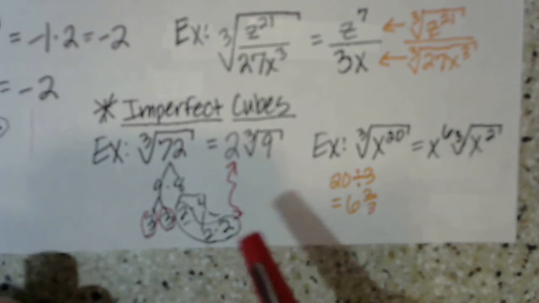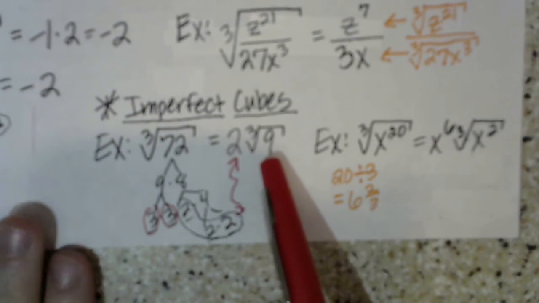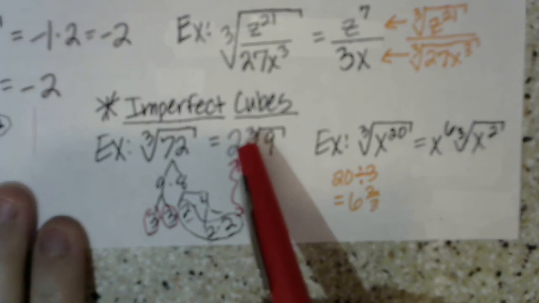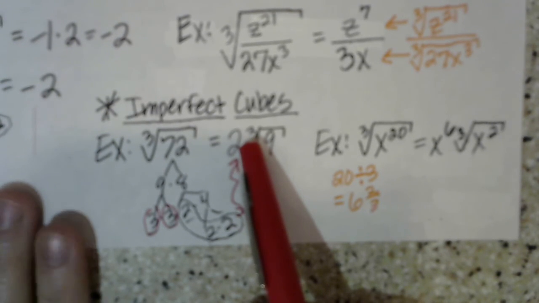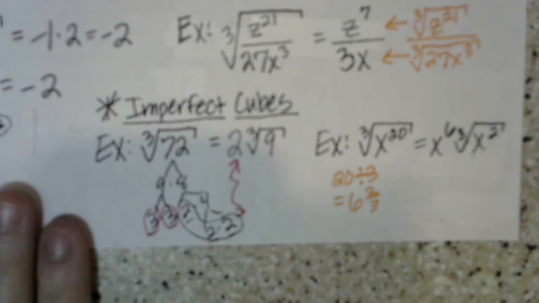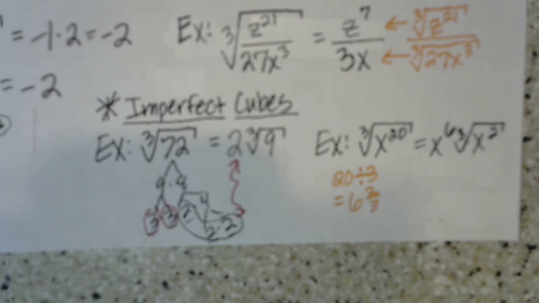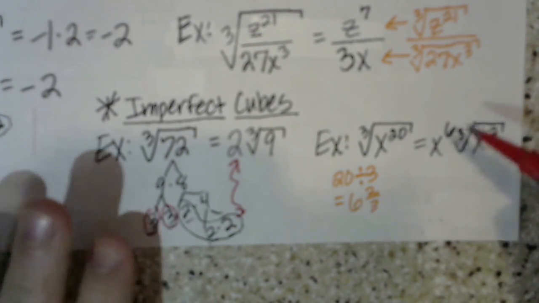72 is not a perfect cube, so that's why I still had a radical in my answer, but I need to make sure I always put what kind of radical. It's understood to be a square root if there's no number there, but if there is a number there, it needs to be in your answer too. This is a cube root, so I need to make sure I write that.